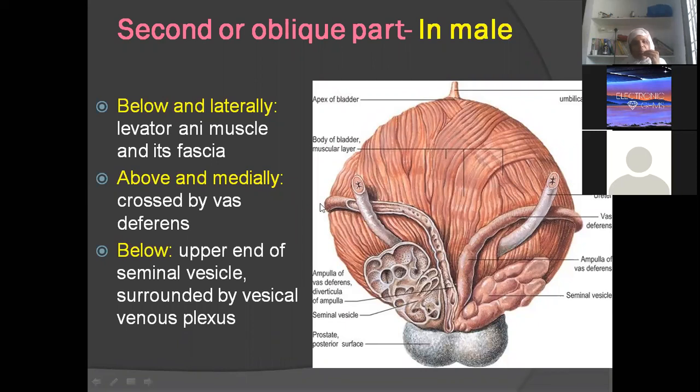And in males, can you see it is crossed by the ductus deferens, or vas deferens? Above and medially, in males, it is crossed by the ductus deferens. Below, we can see it is situated above the seminal vesicles. This I told you very well when I was discussing the male reproductive system. So below the ureters we have the seminal vesicles, in simple words. And here you have the vesical venous plexus.